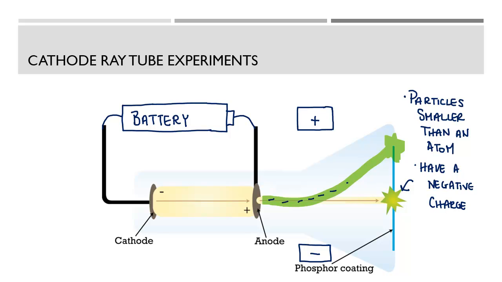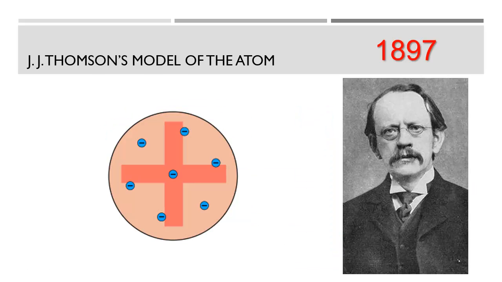So if this beam has a negative charge, it would be attracted to the positively charged plate because positives and negatives attract. Also, it would move away from the negatively charged plate because negatives and negatives repel. So these are two really important things that hadn't been experimentally discovered or proven at this point. So that's why he is credited for this model of the atom.